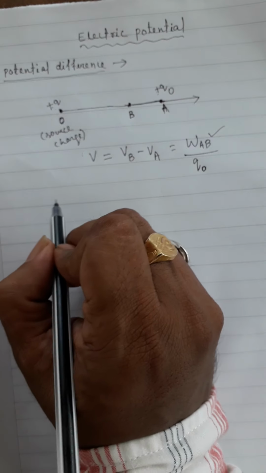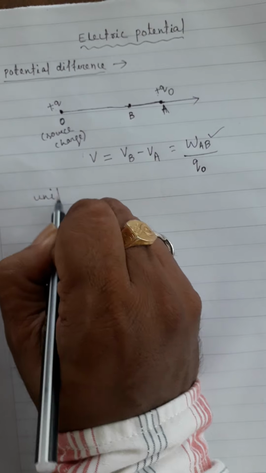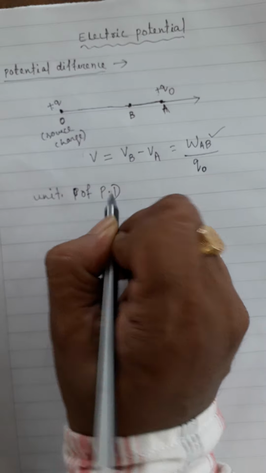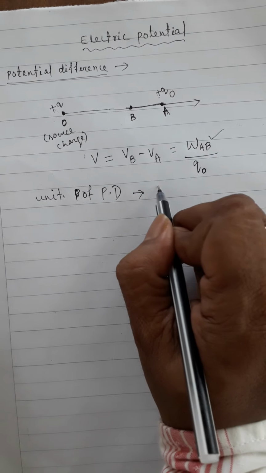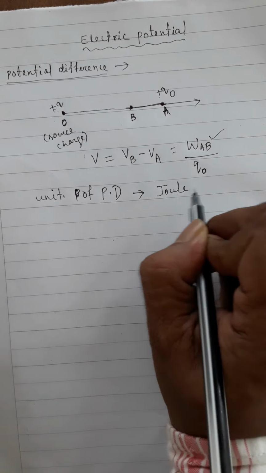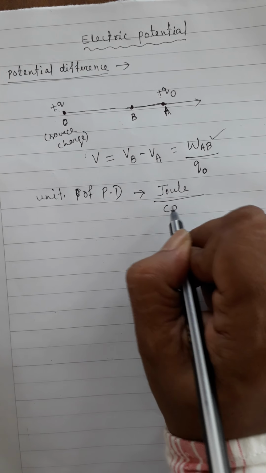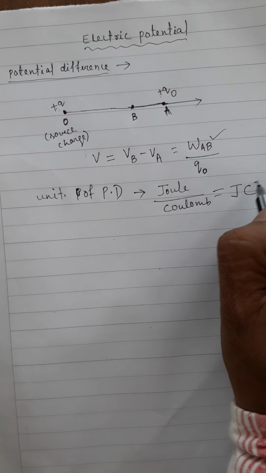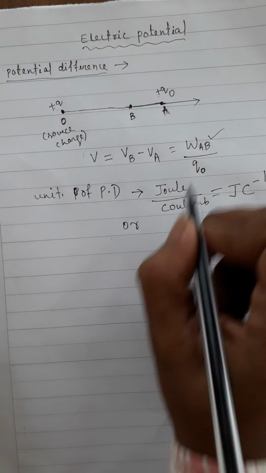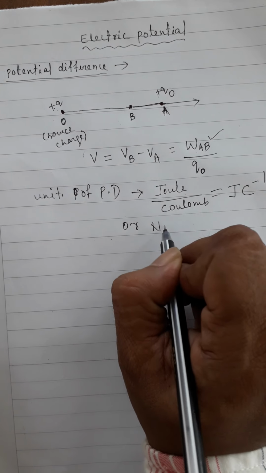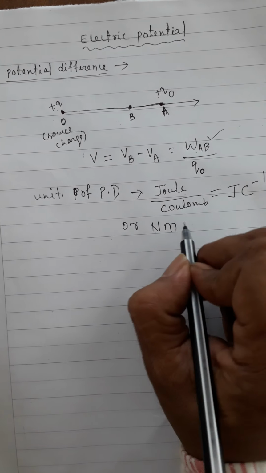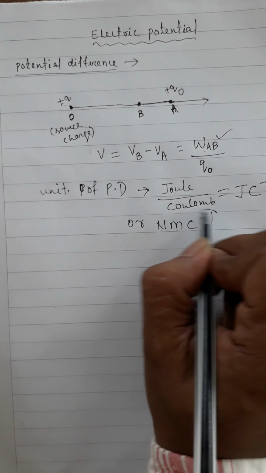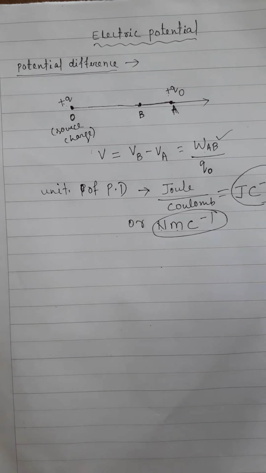And what is the unit of potential difference? The unit of potential difference is equal to work done per charge. The unit of work is joule and the unit of charge is coulomb. So it is joule coulomb inverse, or you can write work as force into distance, Newton meter per coulomb. These are two units of electric potential.